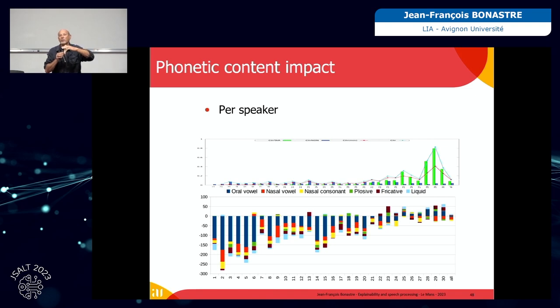In explanation, we make a difference between global explanation of a system and local explanation of a decision. This approach is dedicated to global explanation of a system. On average, oral vowels are important, and you need this amount of oral vowels. But this approach is not able to deal with a specific case. Not yet. Thank you.